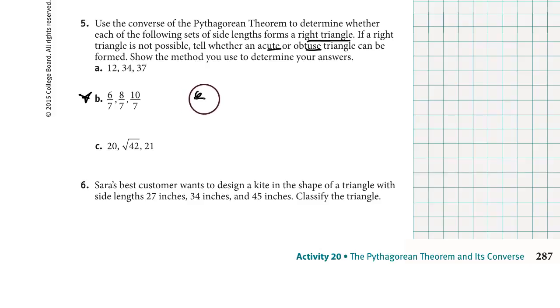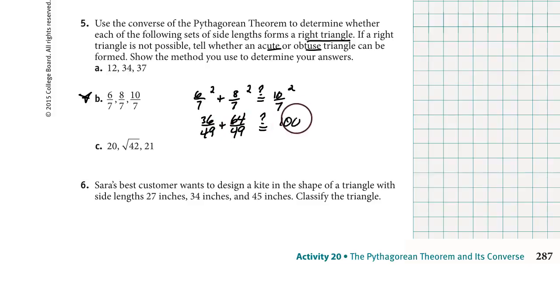So we have 6/7 squared plus 8/7 squared. And we want to know, does that equal 10/7 squared? This first one is 36 over 49. This one here is 64 over 49. Is that equal to 100 over 49? On the left side, these fractions have common denominators, so you add the numerators. 36 plus 64 is 100. And we can see that these numbers do satisfy the Pythagorean theorem, so this is a right triangle.